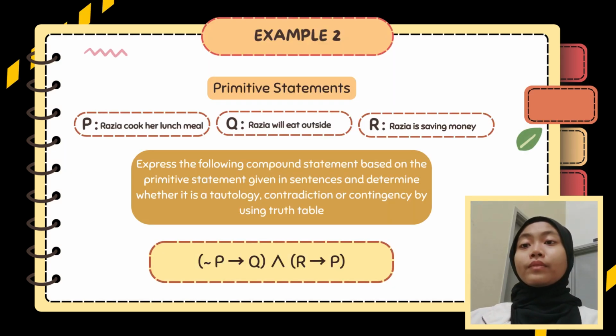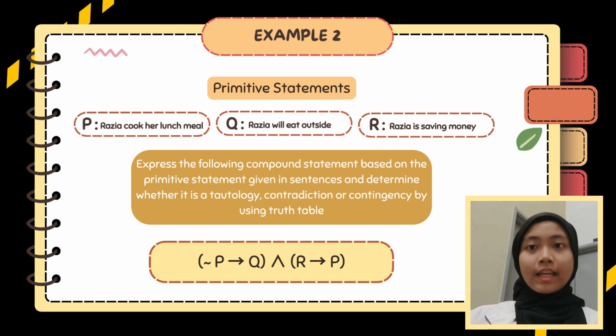Consider the primitive statement P as Razia cooks her lunch meal, Q Razia will eat outside, and R Razia is saving money. Express the following compound statement based on the primitive statement given in sentences, and then determine whether it is tautology, contradiction, or contingency by using a truth table.